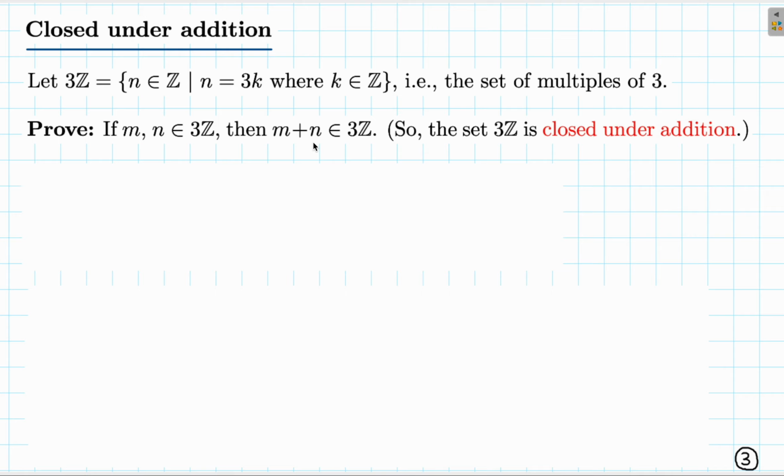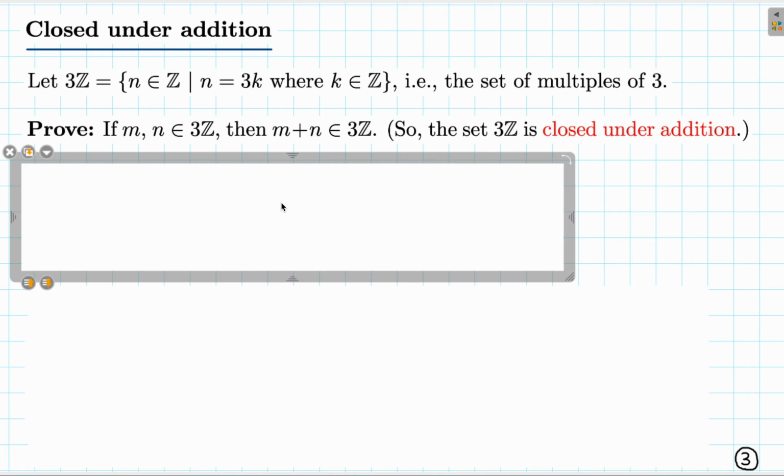Now, when that happens, we say that the set 3Z is closed under addition. And closure is a concept that we'll study a lot in abstract algebra. And so here's our very first closure proof. And before we get into the proof of it, here's a visual of what's going on.